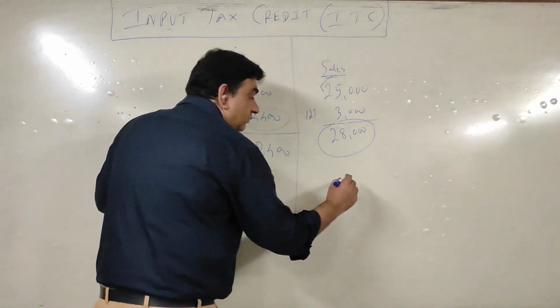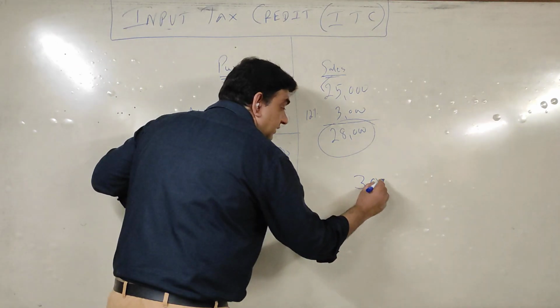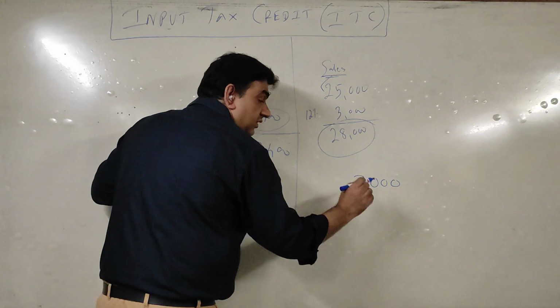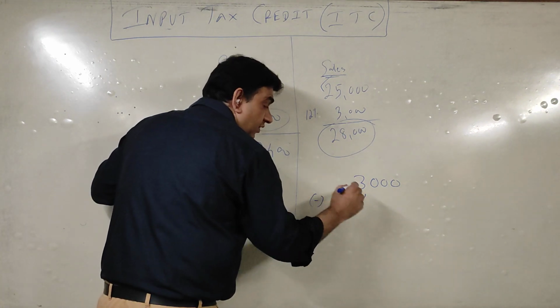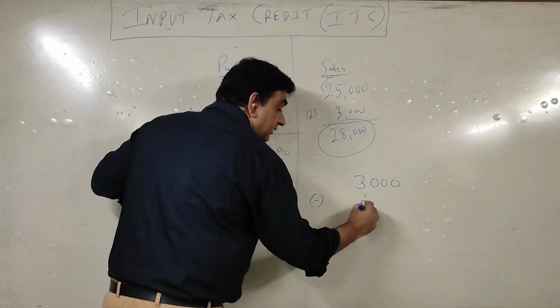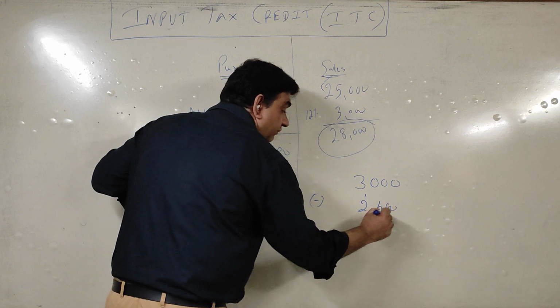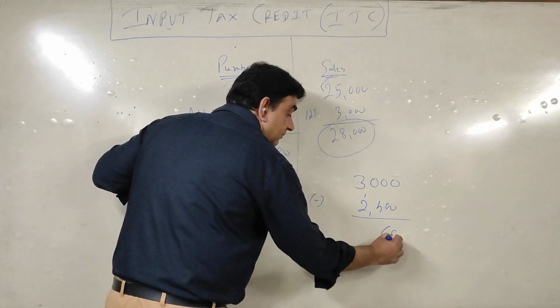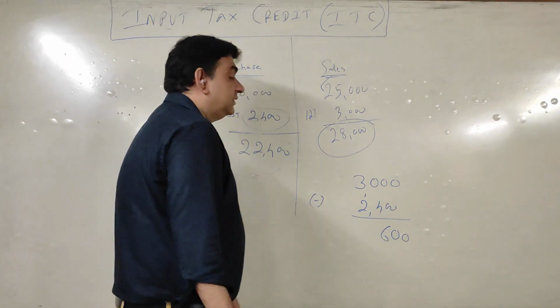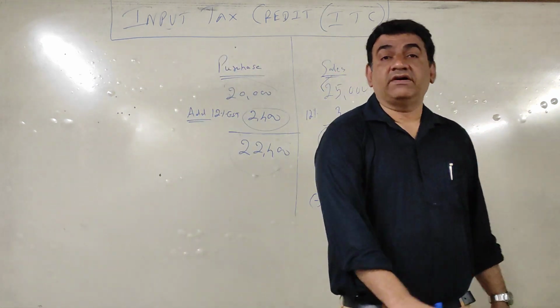So what you will do? 3,000 is the tax collected on sale. From that, you will deduct this tax of purchase. So the balance 600 will be paid to the government.